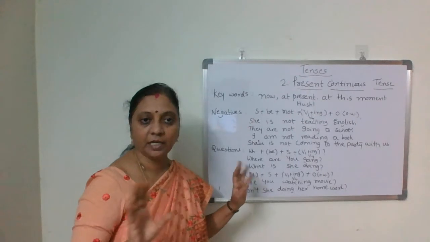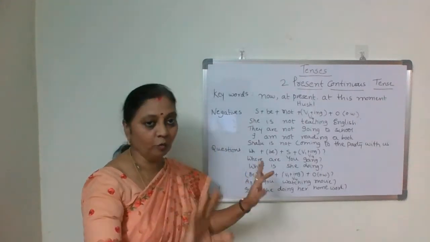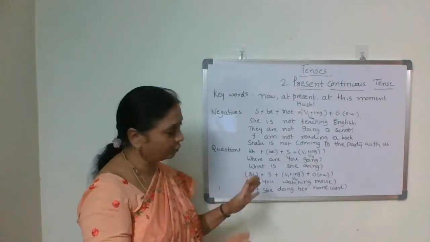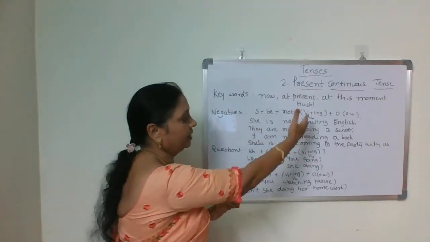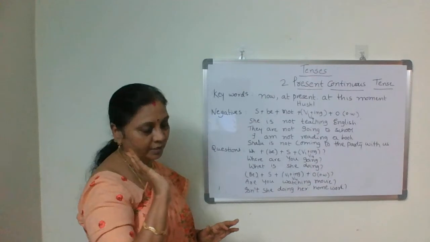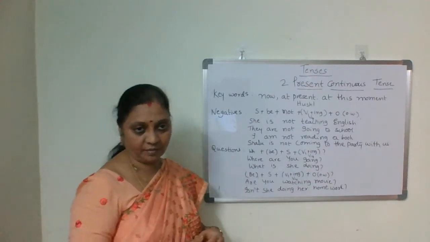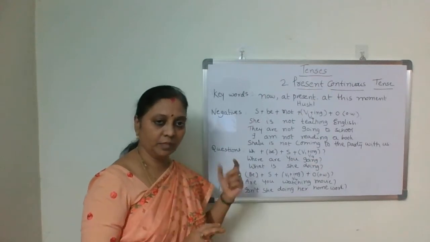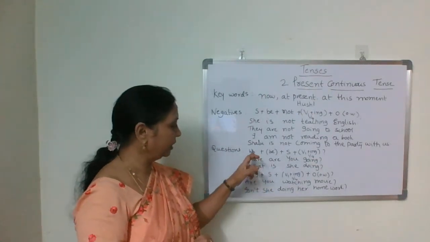Here, no need to take any help of any do forms. In present continuous tense, no need to take the help of do forms. Directly in between the two, if you add not, it becomes negative. Then coming to questions. Questions, again, every time questions means two, WH and yes/no.